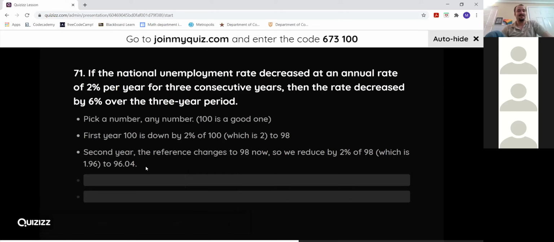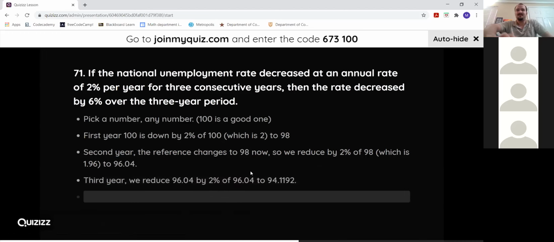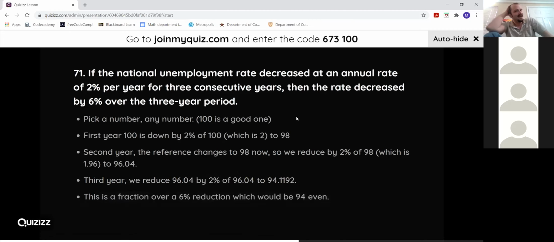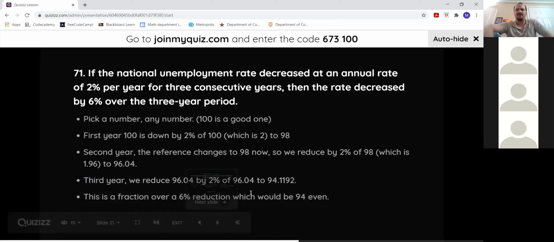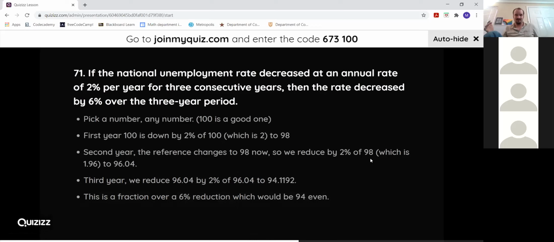You might figure the next year it's going to be even smaller, because now we're starting with this as our reference. So each year you're referencing the previous number, not the first number, which was 100. Your reference is changing, it's shifting. And so you'll be at 94.112, which is not quite 6 whole points down, right? It's a little fraction over, and it makes a difference in this case.